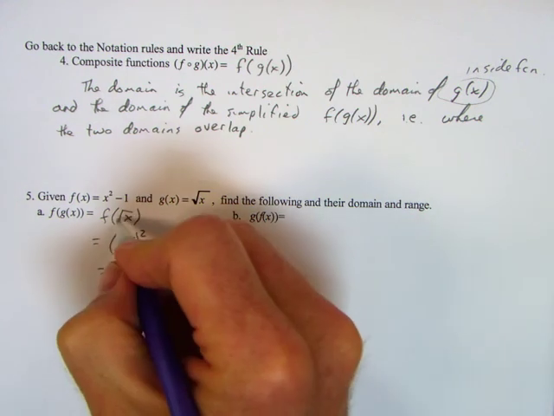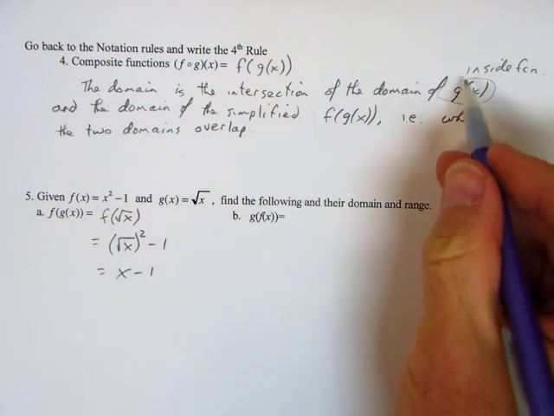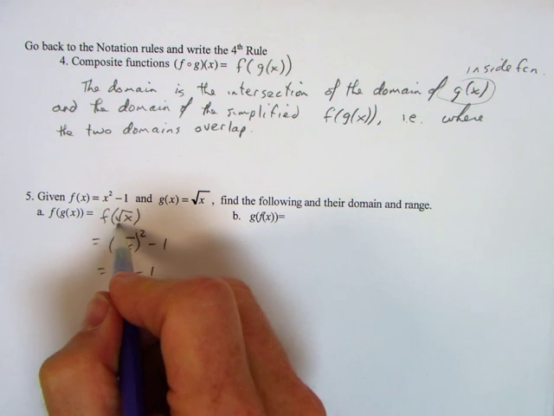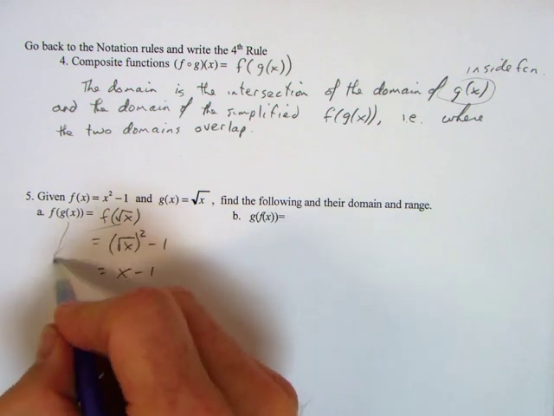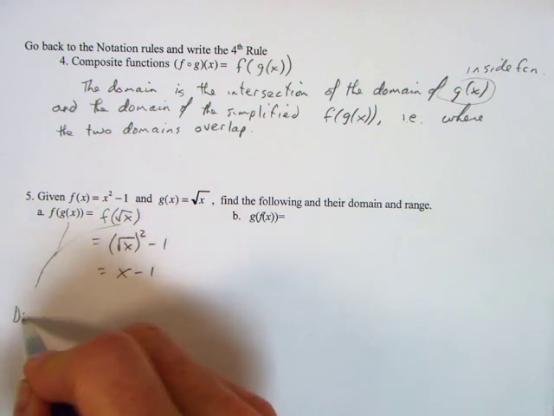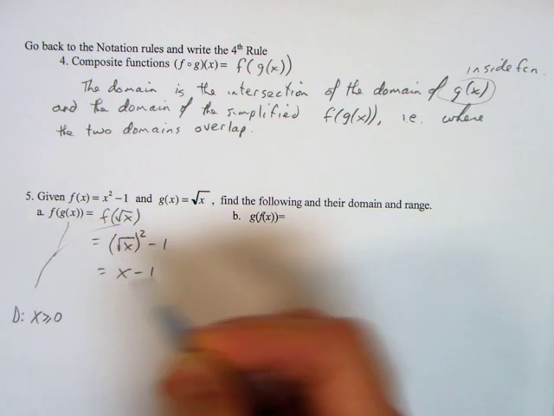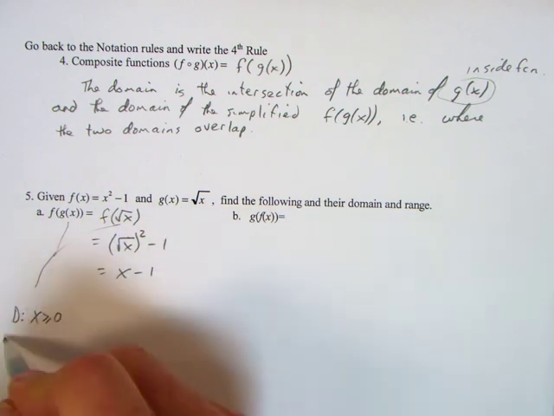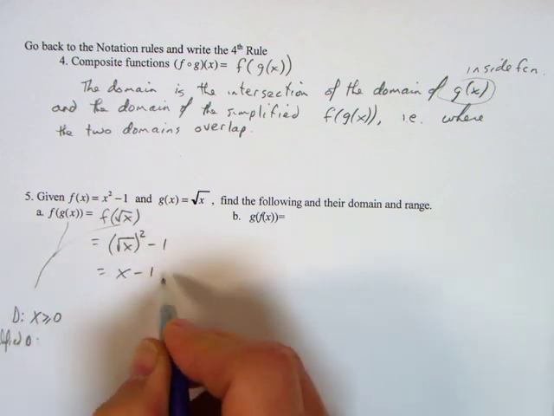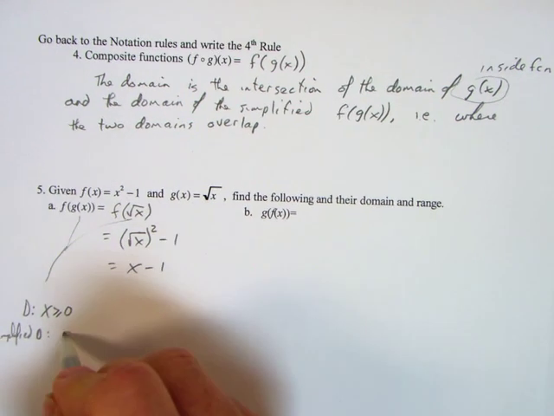Well, how do you find the domain? We need to first find the domain of the inside function. What's this inside function? G. Well, that's our square root. The domain is x is greater than or equal to 0. What's the domain of the simplified? That's just a line, so that's going to be all real numbers.